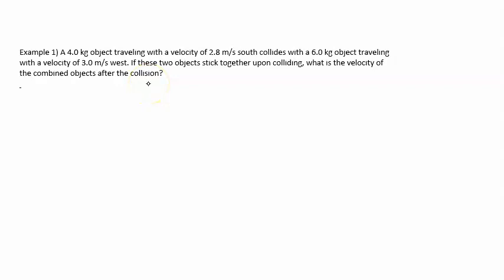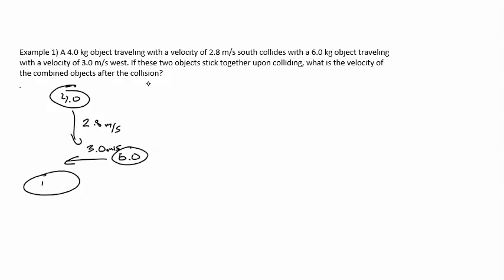So, taking a look at our first example, we've got a 4 kilogram object traveling with a velocity of 2.8 meters per second south. So we're going to draw that 4.0 kilograms, and it's traveling 2.8 meters per second south. It's colliding with a 6 kilogram object traveling with a velocity of 3.0 meters per second west. These things are going to combine to make a 10 kilogram object. It's going to be going somewhere towards the southwest.